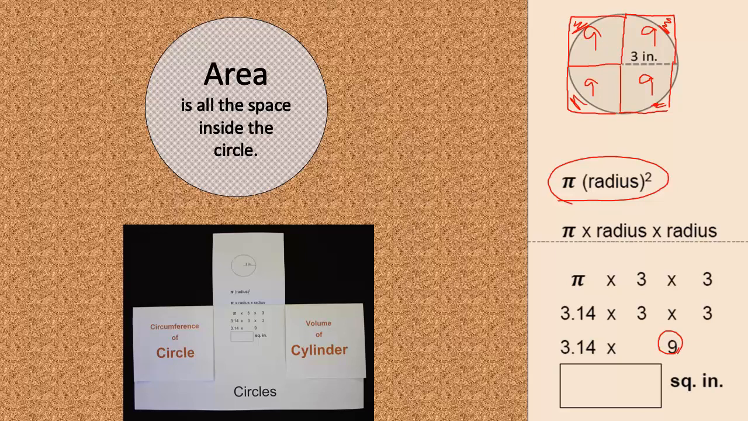To find out how much area is inside the circle, we need to multiply times 3.14, the number for pi, instead of multiplying by the 4. 3.14 times 9 will give us a little less area than what was in that big square going around the circle. And that total area inside the circle is 28.26 square inches.